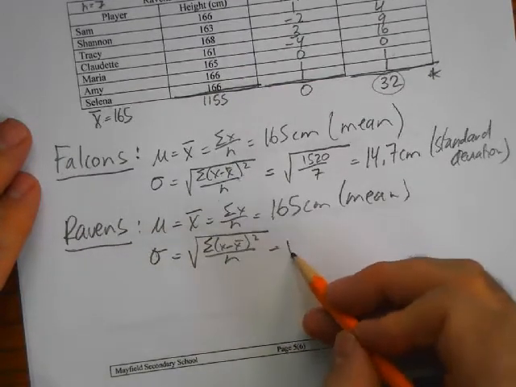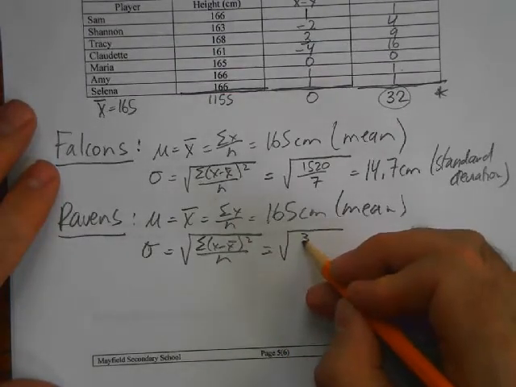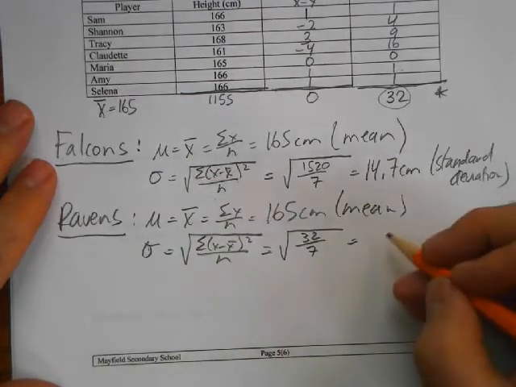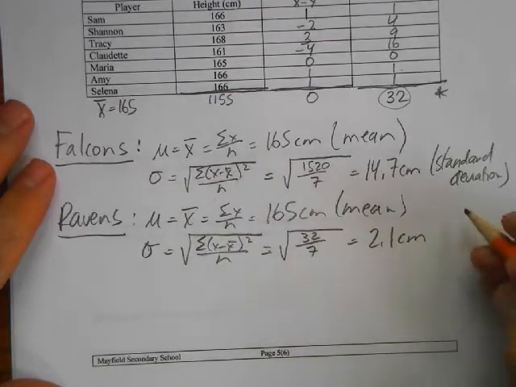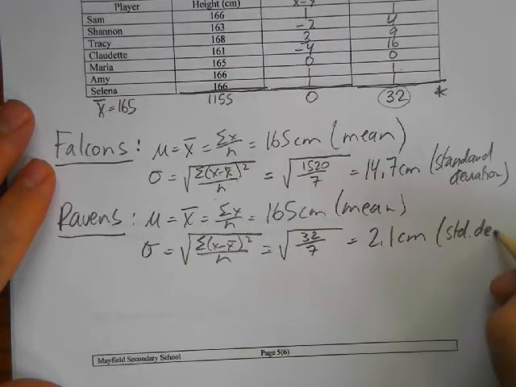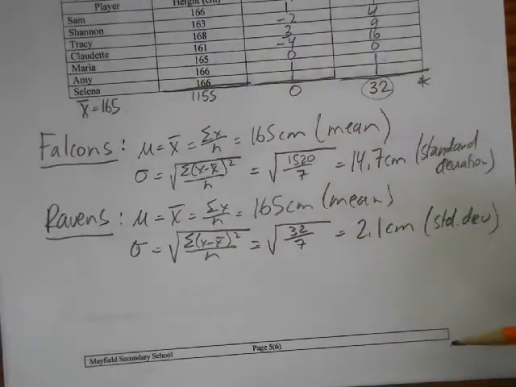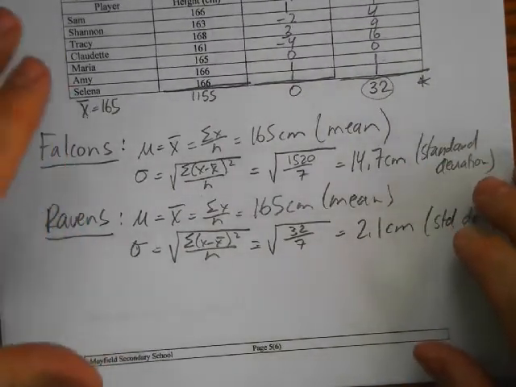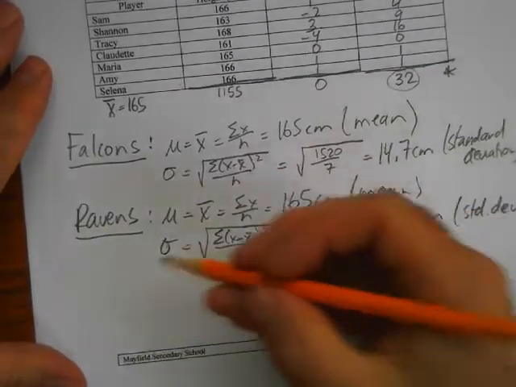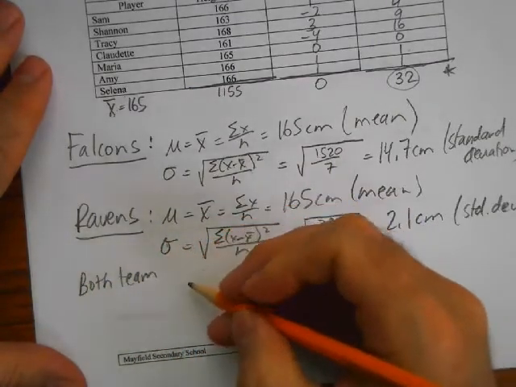So this time, instead of 1520 on the top, we're actually putting in 32. So you can see it's going to be quite a bit different, smaller. And in fact, it's 2.1 centimeters. Okay, so if you're comparing these two teams now, and the whole point of doing this is so you can have a good understanding of what these two teams look like in terms of their height, you can definitely say what we knew earlier. Both teams have the same average height.